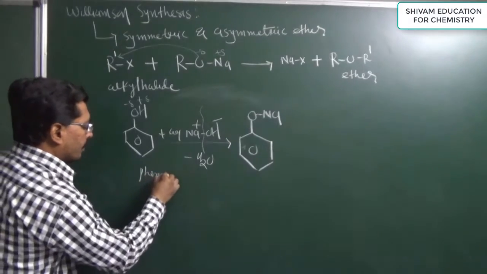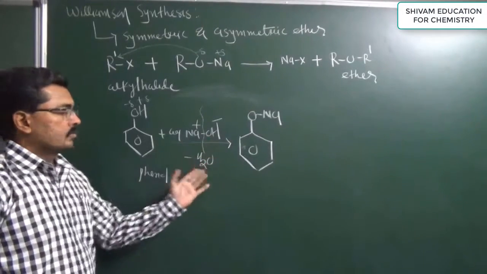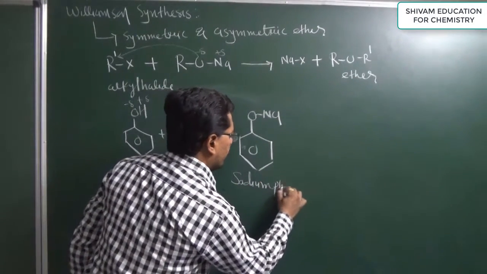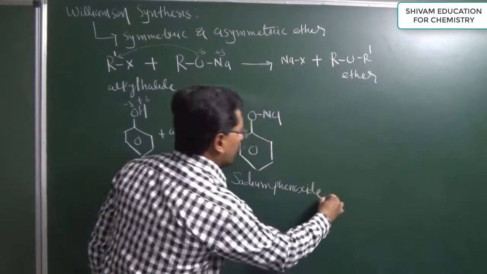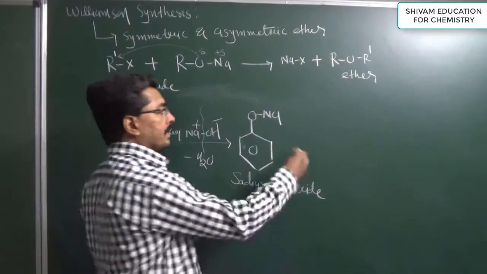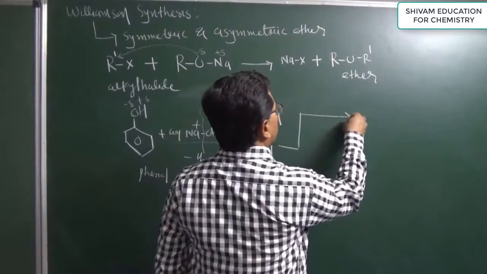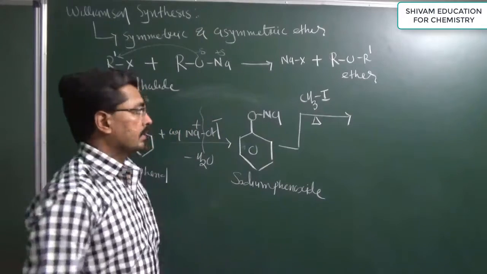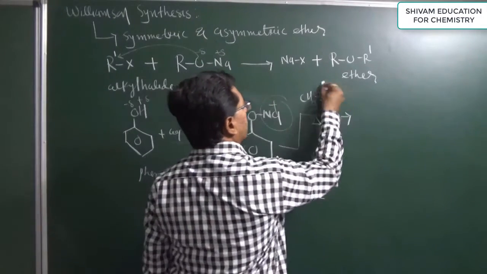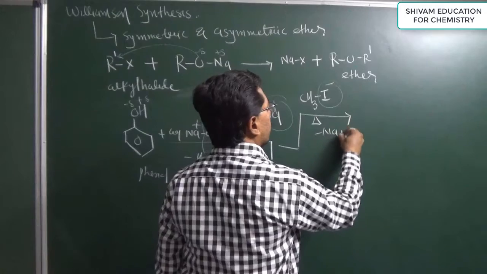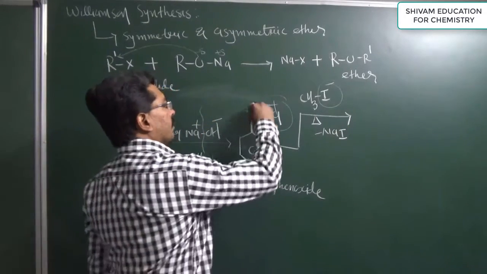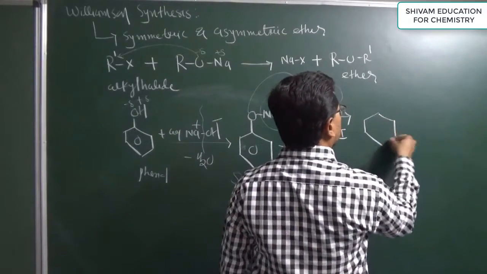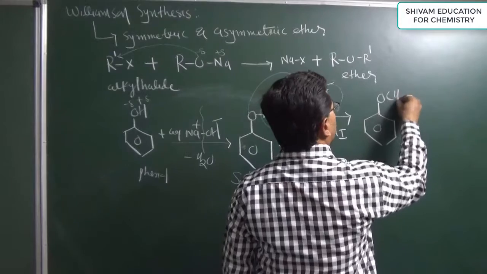So phenol on reaction with sodium hydroxide gives us sodium phenoxide. Now the sodium phenoxide obtained is allowed to react with a primary alkyl halide. Suppose it is allowed to react with methyl iodide. Then the reaction occurs in this way: Na plus combines and is removed in the form of sodium iodide, and oxygen joins with this methyl group. As a result we get this structure, benzene ring with OCH3.